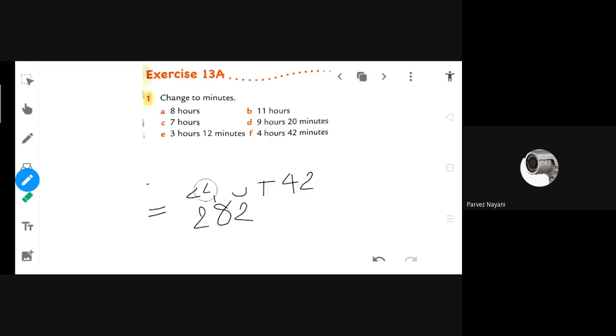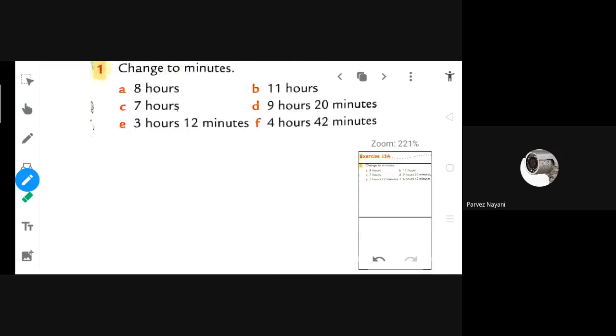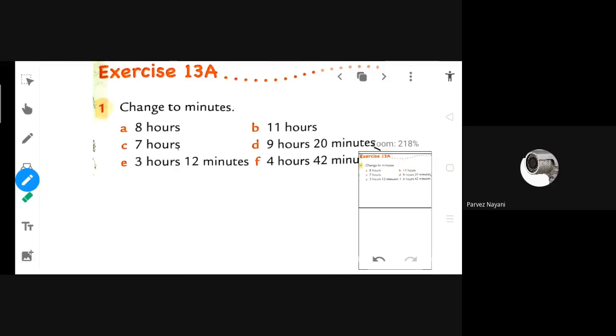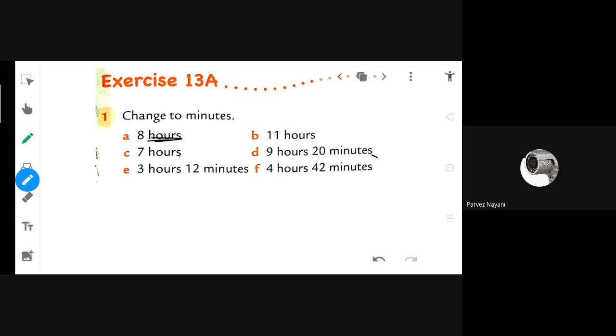In boys class I have finished this also. So here you can see upside it is written hours are given and you have to convert to minutes, means from hour to minute. So is this bigger to smaller or smaller to bigger? Ma'am, it is bigger to smaller. It is bigger to smaller because we have to multiply. So we have to multiply.